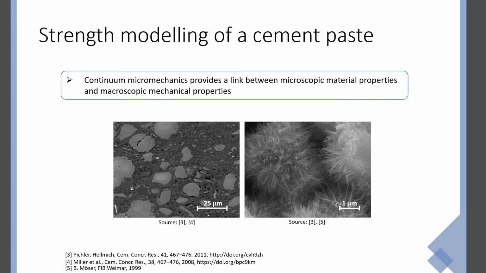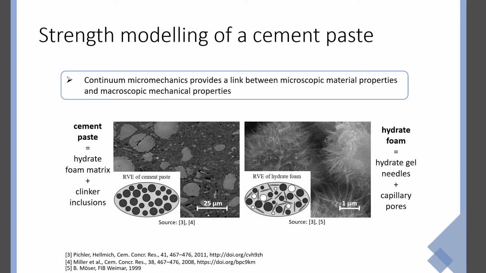Here, we have an example of a microstructure of a cement paste that consists of clinker inclusions embedded in hydrate foam matrix, which is, at smaller scale, resolved as direct interaction of hydrate gel needles and capillary pores. The 2D sketches in the left bottom corners show qualitative properties of 3D volumes.